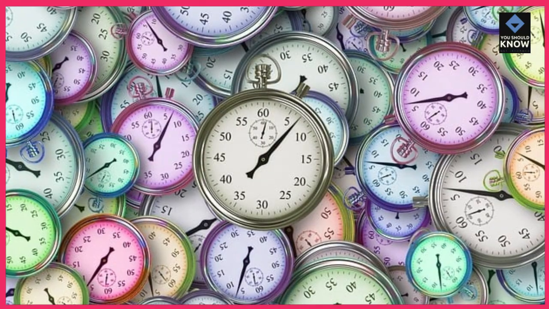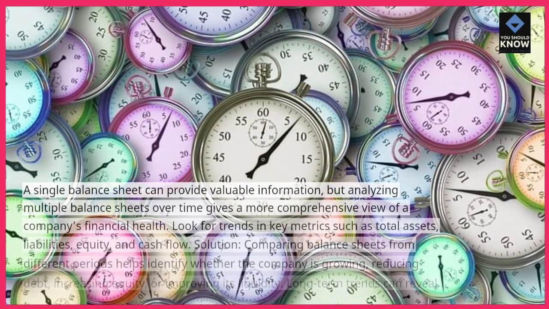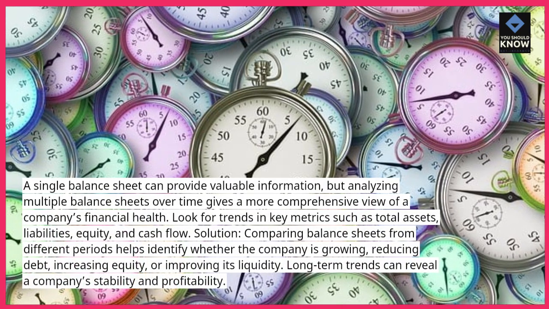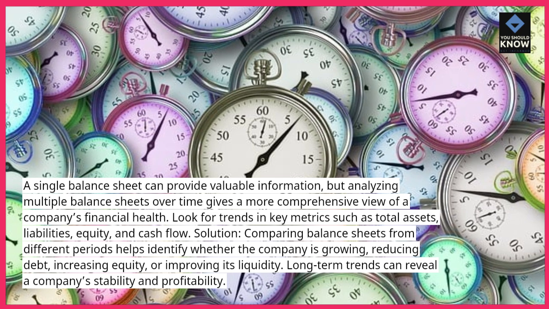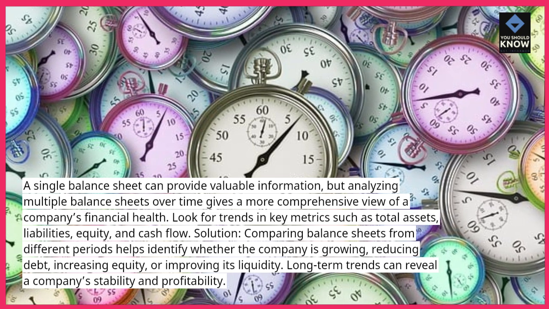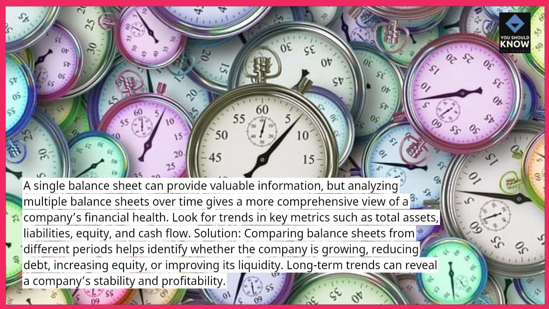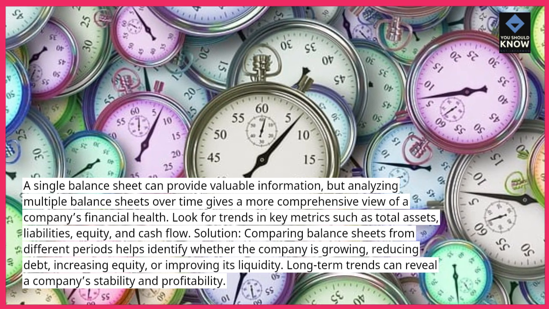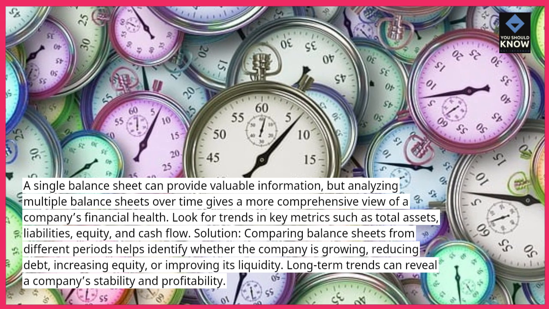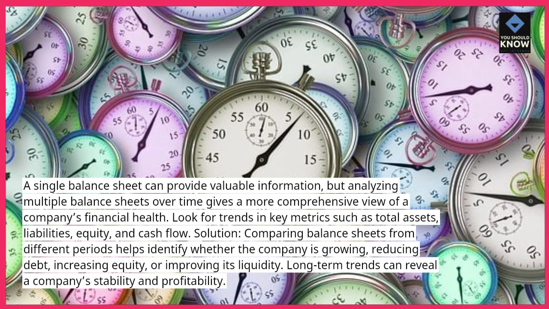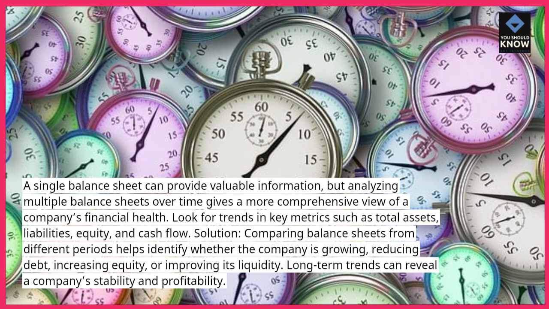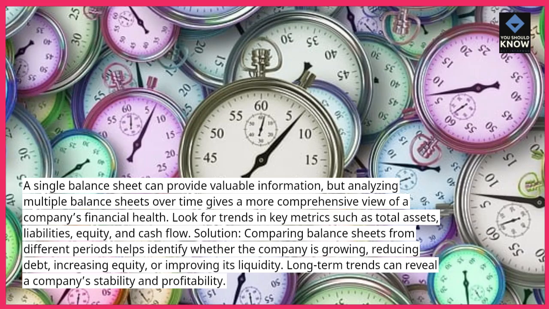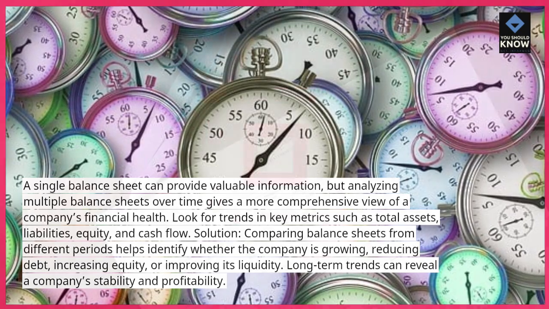10. Look at trends over time. A single balance sheet can provide valuable information, but analyzing multiple balance sheets over time gives a more comprehensive view of a company's financial health. Look for trends in key metrics such as total assets, liabilities, equity, and cash flow. Solution: comparing balance sheets from different periods helps identify whether the company is growing, reducing debt, increasing equity, or improving its liquidity. Long-term trends can reveal a company's stability and profitability.